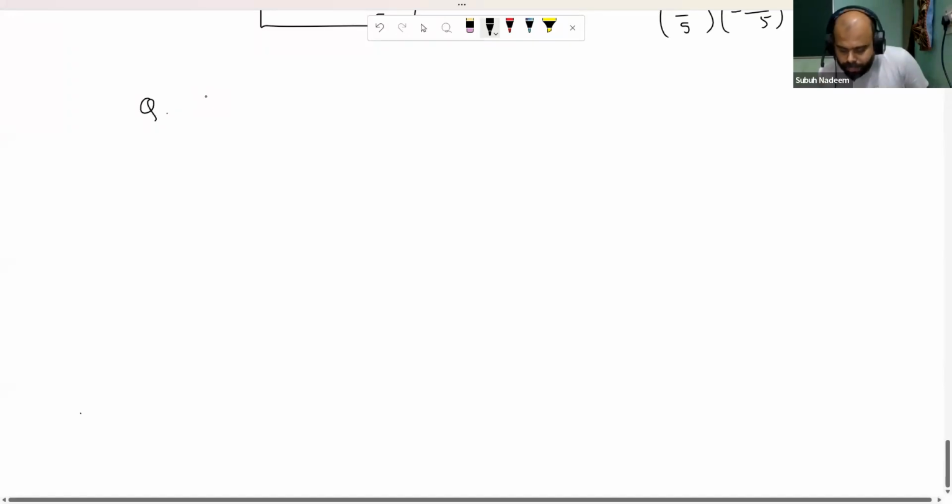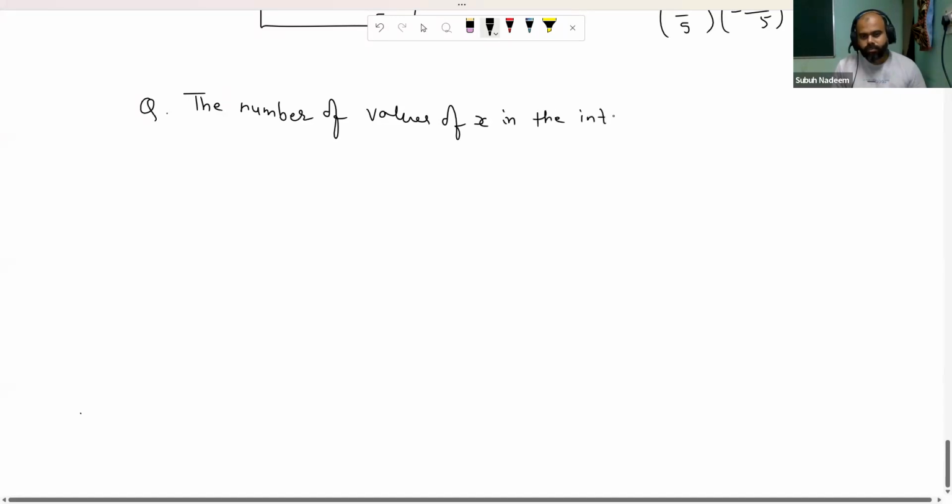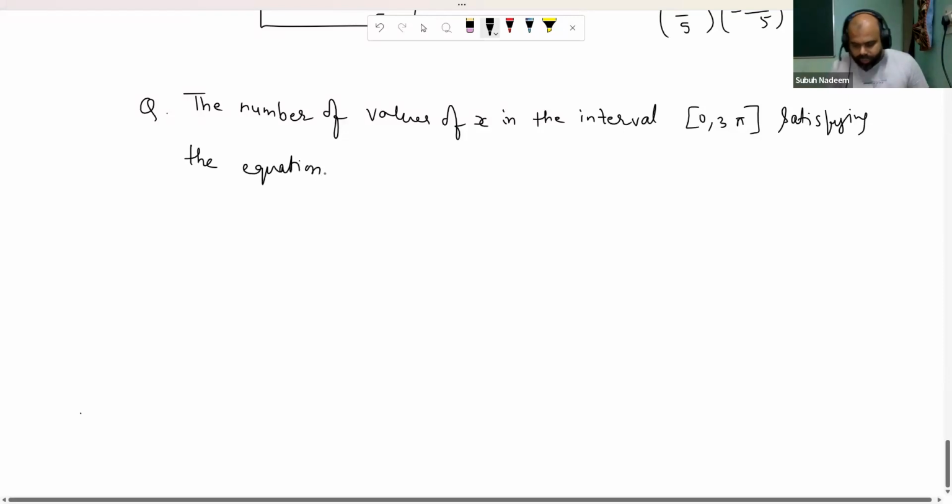So the next question is: the number of values of x in the interval 0, 3 pi satisfying the equation 2 sine square x plus 5 sine x minus 3 equal to 0 is. Options are 6, 1, 2, 4.